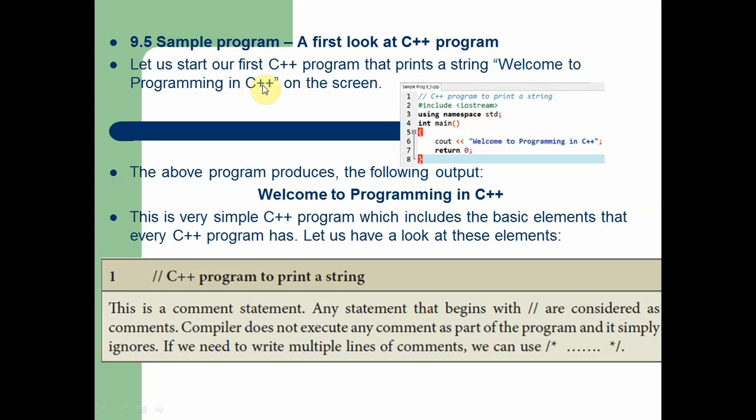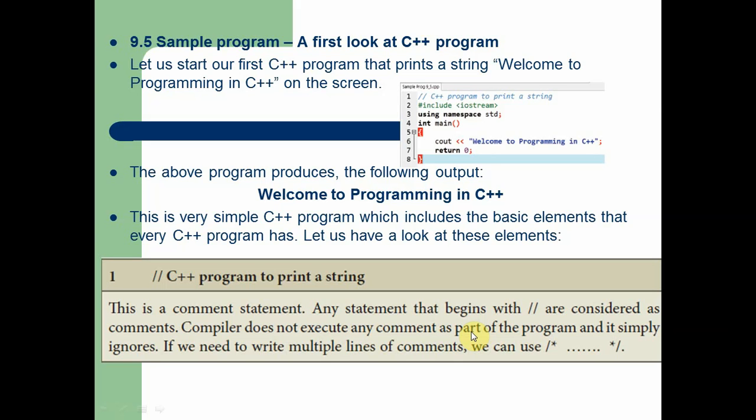So in this program there are many different parts, and we will see them one by one, line by line. In the first line, line number 1, you can see the statement "// C++ program to print a string". Last class we discussed the punctuators, where we saw that // is used to write a comment. So // is a single line comment. What is a comment? A statement that begins with // is considered a comment. The compiler does not execute any comment as part of the program and simply ignores it.